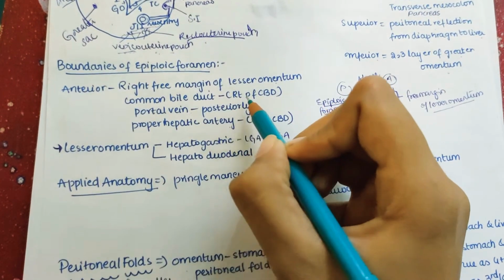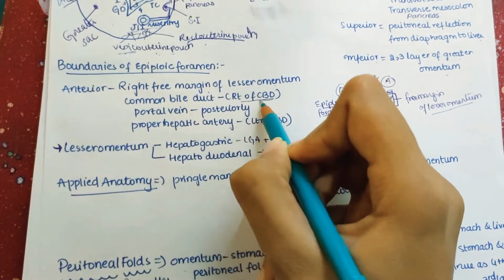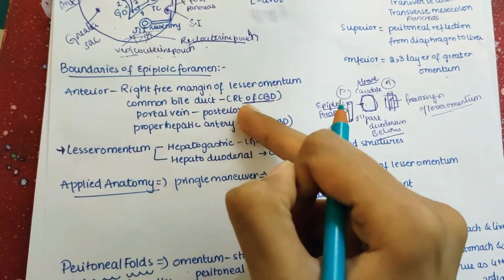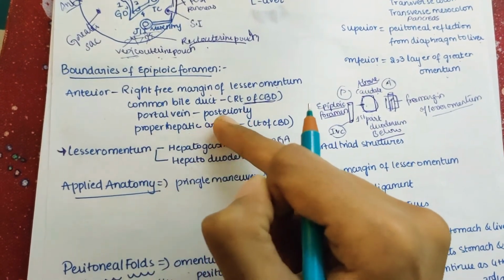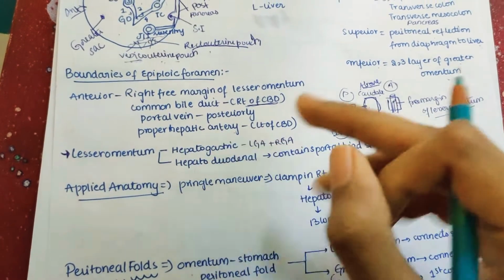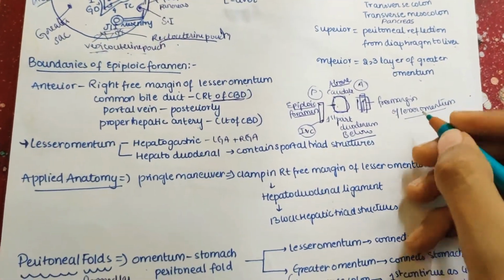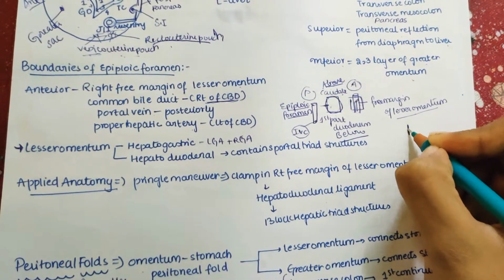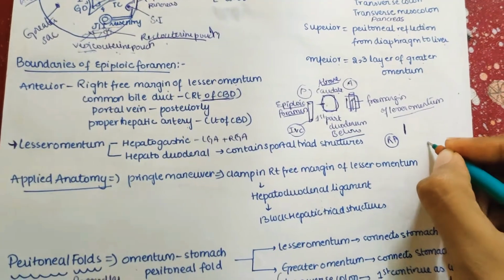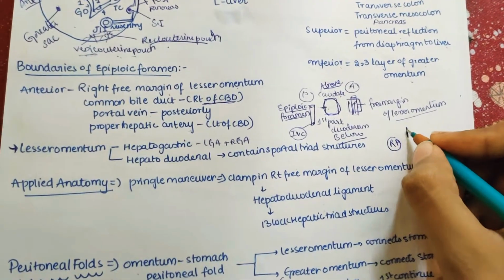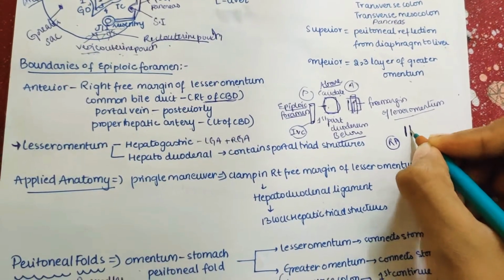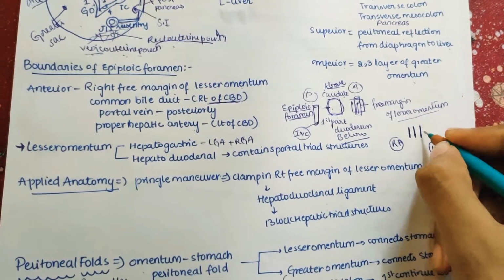One more thing, here you can see it is right to common bile duct. What they are saying is, the portal vein is posterior to the common bile duct, and the proper hepatic artery is left of the common bile duct. So actually, this is a right to left arrangement. This is right side, this is left side. Right most you have the common bile duct, the portal vein is in the middle, and on the left side you have the proper hepatic artery.